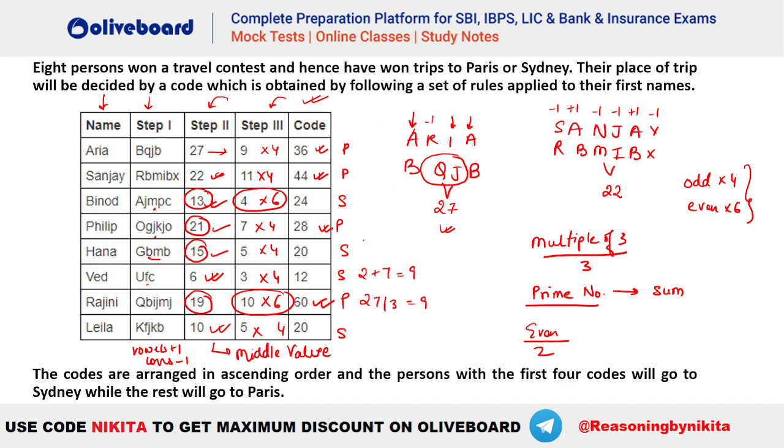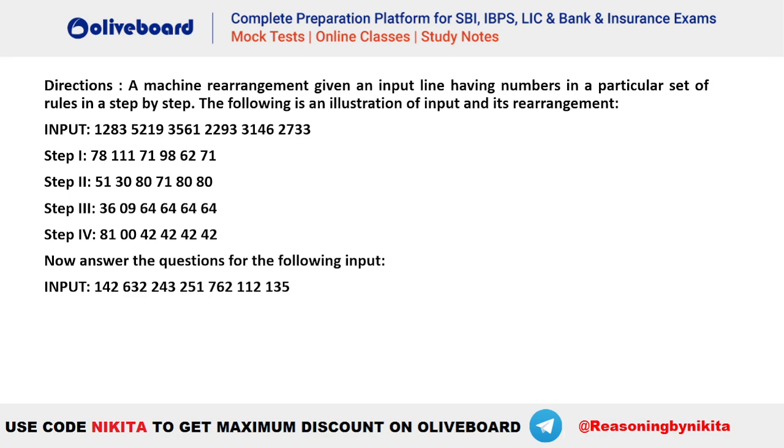Okay. I hope this is clear, everybody. So once you arrive at the final code, you just have to put it in increasing order, and the first 4, that is the smallest 4, go to Sydney, and the next 4 will be going to Paris here. Okay, I hope this is clear, everybody. Okay, chalo, we'll quickly go to the next question on your screen.